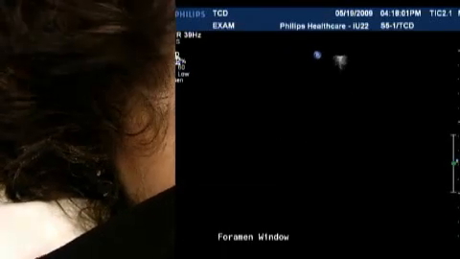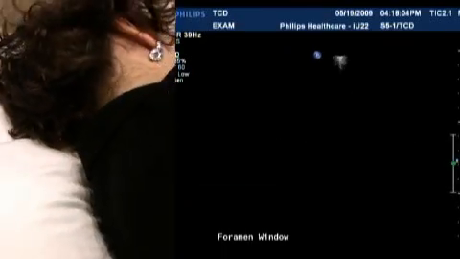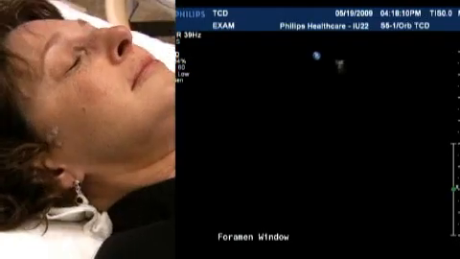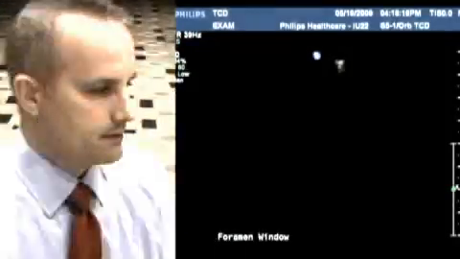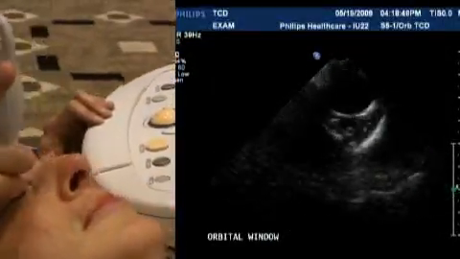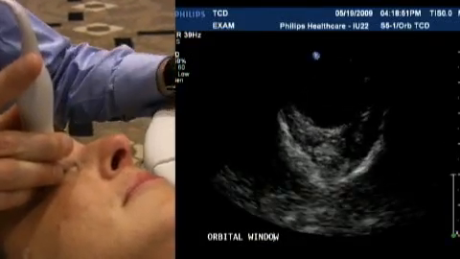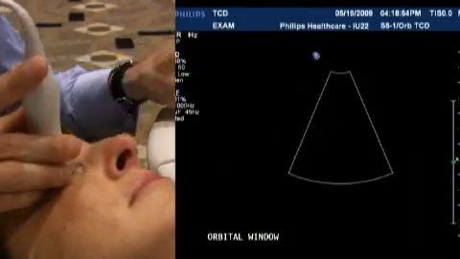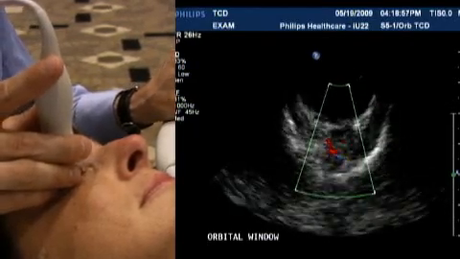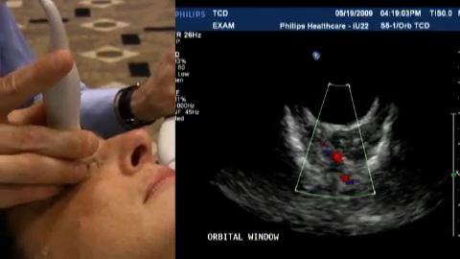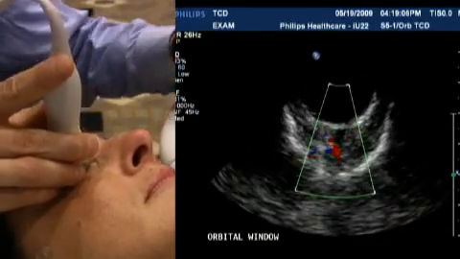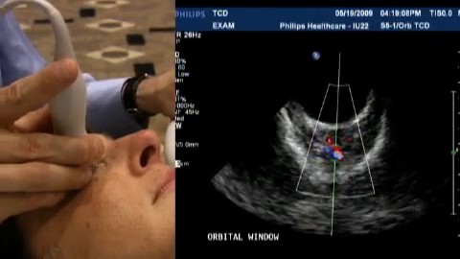At this point, we're going to have our patient come back on her back, and we will change to an orbital window. We're going to take a look at the ophthalmic artery, and this system does have a preset specifically for orbital imaging. If your system does not, you want to make sure your power levels are decreased. And we will see our orbital artery coming towards us. Can you evaluate our orbital artery?